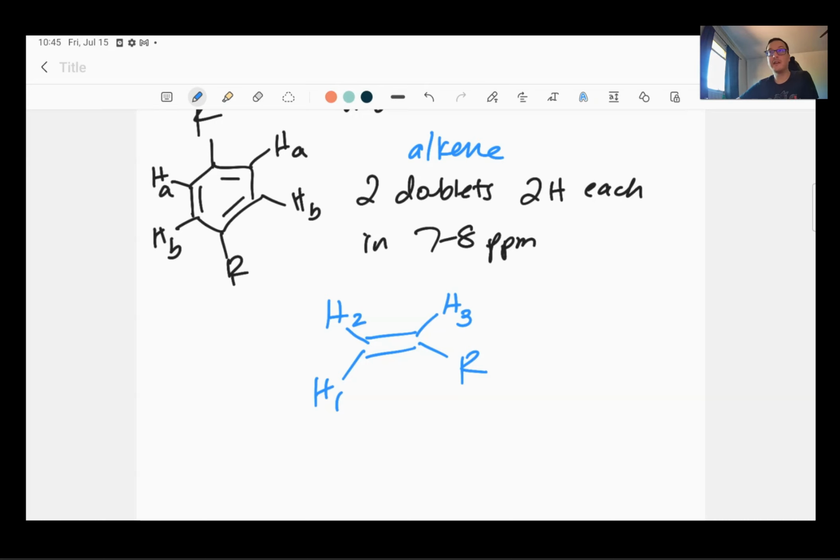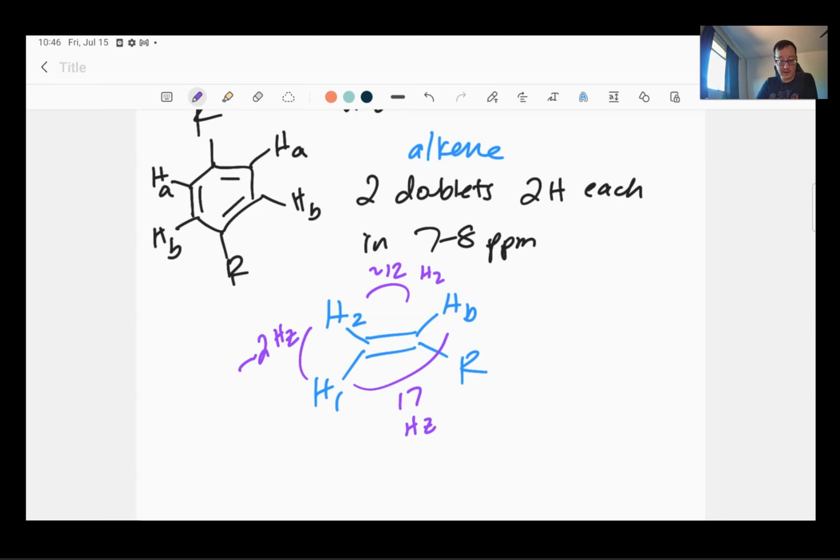Okay, we have conflicting information. I would say that this one is going to be 3. The reason for that is because if we look at the coupling constants, a cis coupling constant is about 12 or so, and a trans one is about 17. If we look at H2 versus the others, we would say that this is about 2 hertz or so.